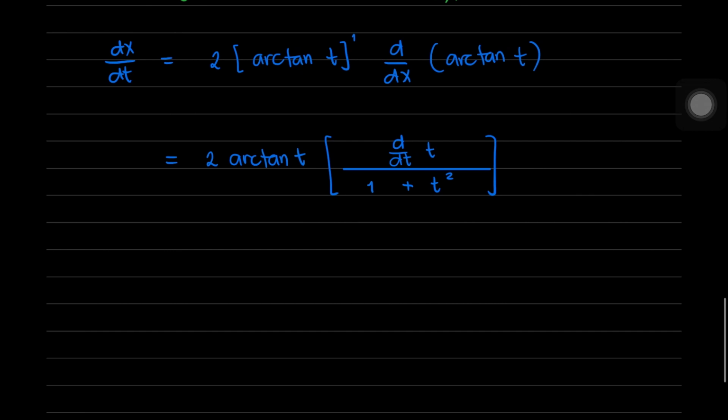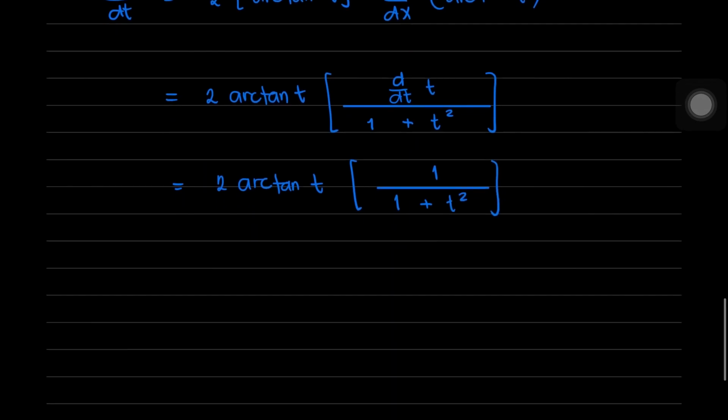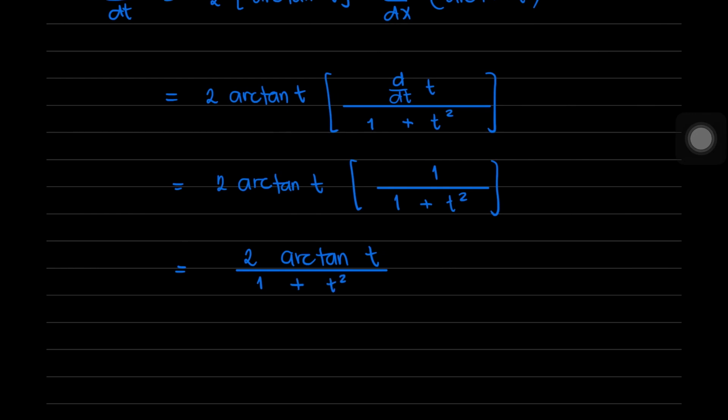So, the derivative of t with respect to t, that will give us, right? Let me just rewrite this one. The derivative of t with respect to t is equal to 1 all over 1 plus t squared. And if we're just going to simplify or arrange this, it will now be equal to 2 arctangent of t all over 1 plus t squared. This is now dx over dt.